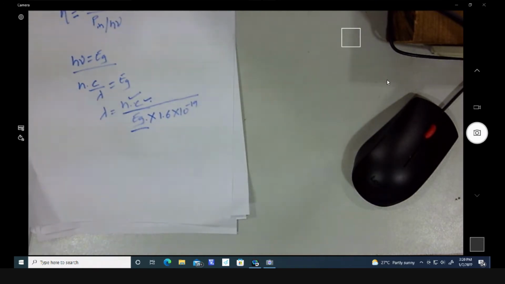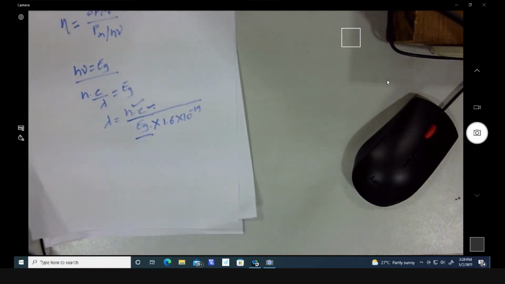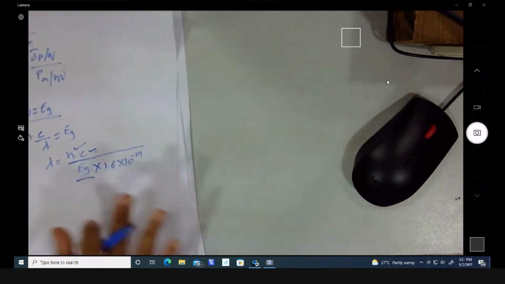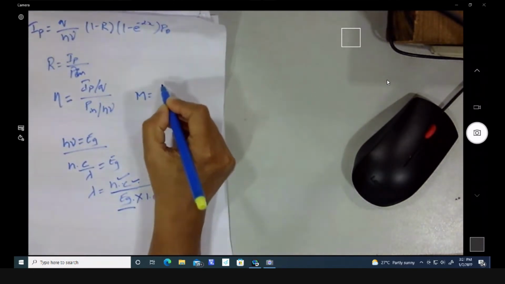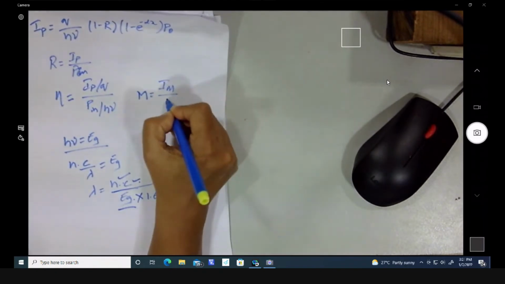0.5 microwatts of optical power. That means the incident power is 0.5 microwatts and it produces a multiplicative current of 10 microamps. So find M, the multiplication factor. What is the formula for this? M is the multiplicative factor and that will be equal to IM by IP.